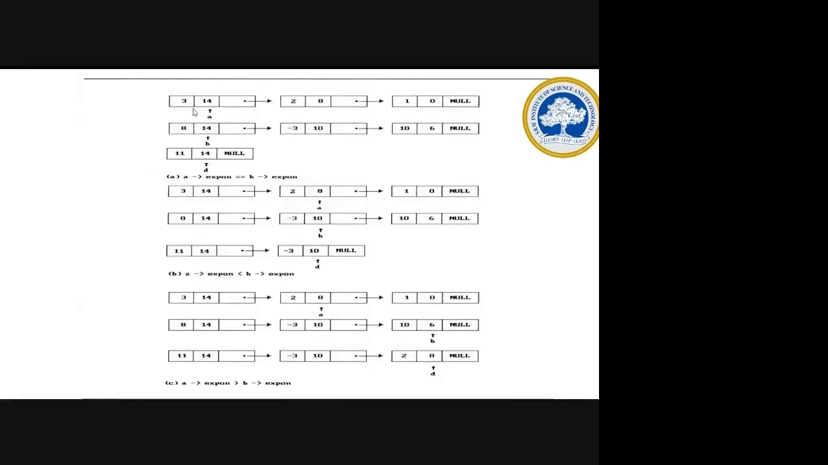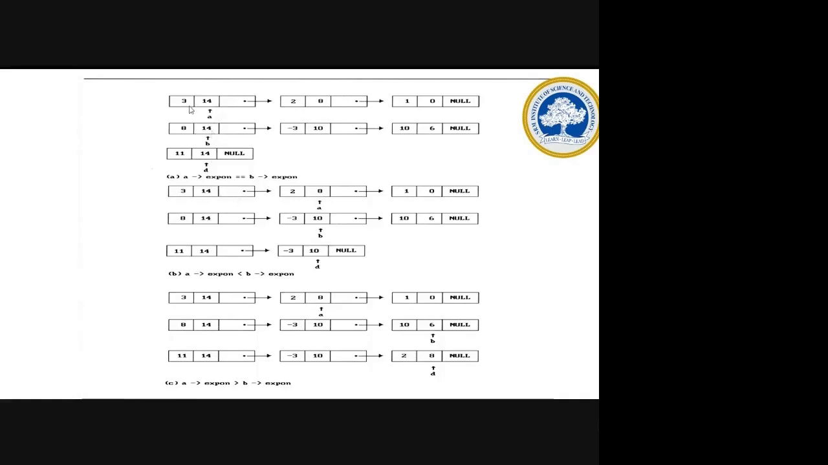I'll show it by means of a diagram. You see here 3, 14, 2, 8, 1, 0. Similarly, the same thing: 8, 14, minus 3, 10, and this. So first your pointer is in A, that is, pointing to the exponent field. Then here the pointer is in B. Now both will be compared. A's exponent is equal to B's exponent, means both can be added up.